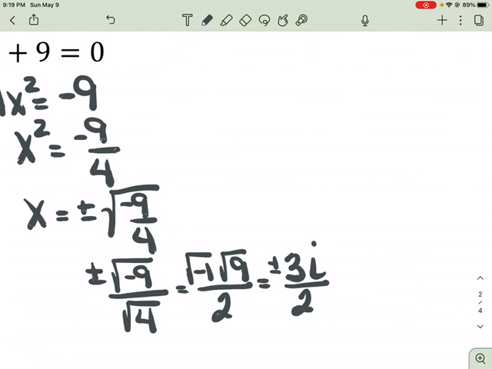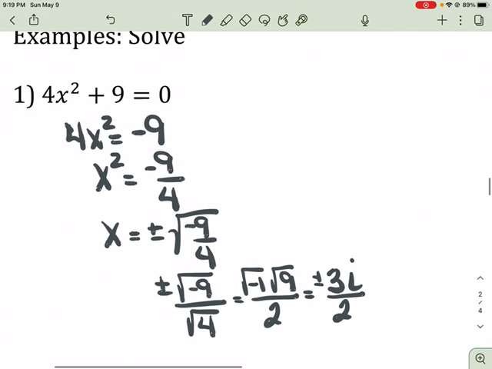Now, I always put my integer first and then my i. That's just what I do. You can make it i squared, or 3i, but usually it's 3i, and that makes more sense. All right, try the next one.